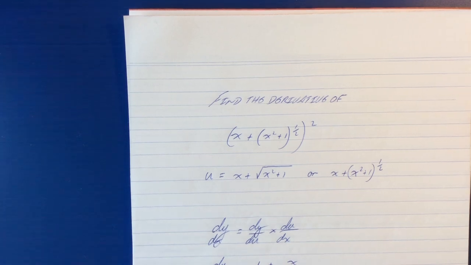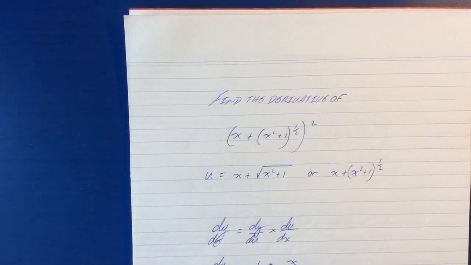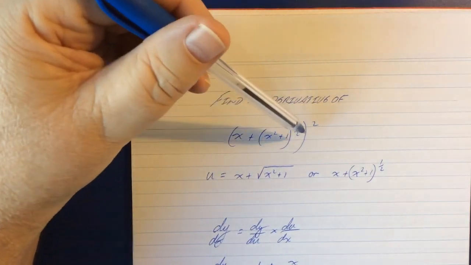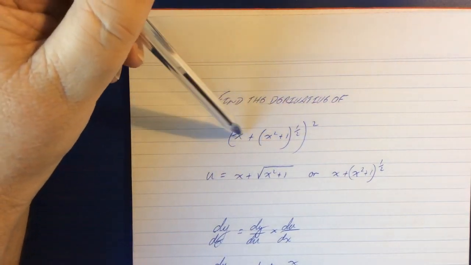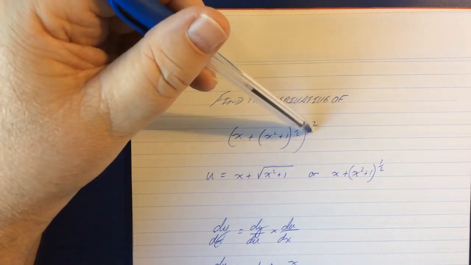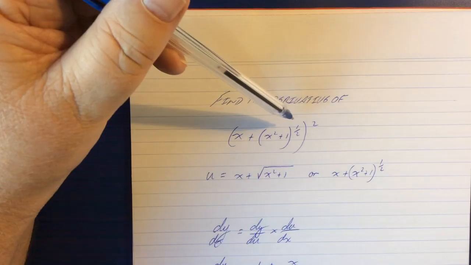Hi, I'm an old guy and I do maths, and today we're looking for the derivative of this little beauty here, this expression, (x + (x² + 1)^(1/2))².